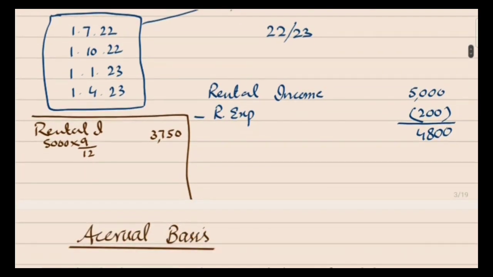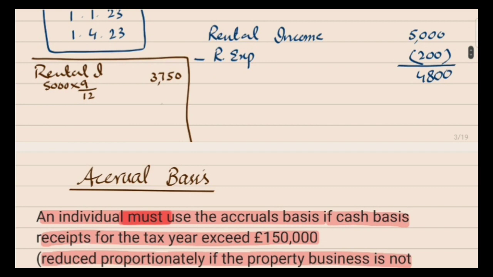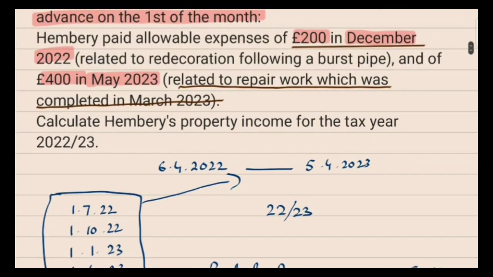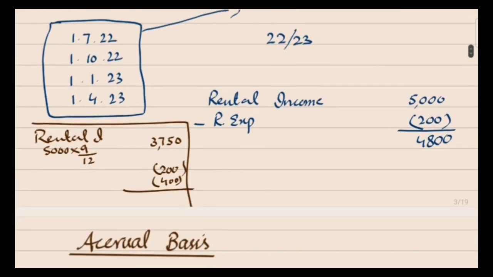It means कि आपके पास on accrual basis अगर हम consider करें तो 200 के expenses भी allowable हैं और 400 के expenses भी allowable हैं, because both expenses relate to the tax year 22-23. We don't have to consider the date of payment. We have to consider what is the date of expenses that are incurred. Like यहाँ पे repair work आपका ख़त्म हो रहा है, complete हो रहा है मार्च में, तो मार्च 23 की डेट आपके पास 22-23 के टैक्स ईयर में आती है. So it will be considered.